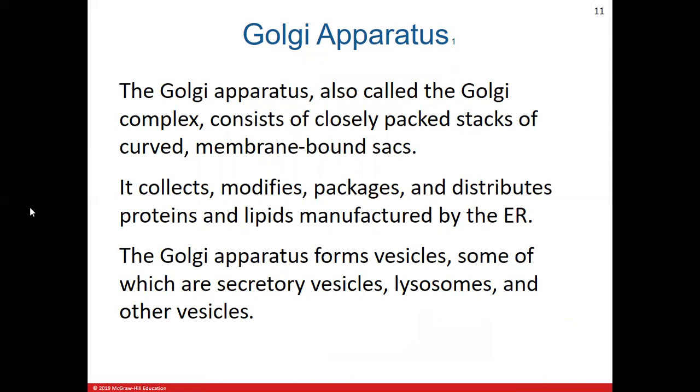And so it can collect, modify, package, and even distribute different types of molecules, including the proteins that were made by the ER, the lipids that are made by the ER. They can go into little storage compartments. Those storage compartments are known as vesicles. And then those vesicles can store up these molecules, and they can also eventually release the molecules in the process called, remember we talked about exocytosis earlier, and so it can release those molecules outside of the cell.